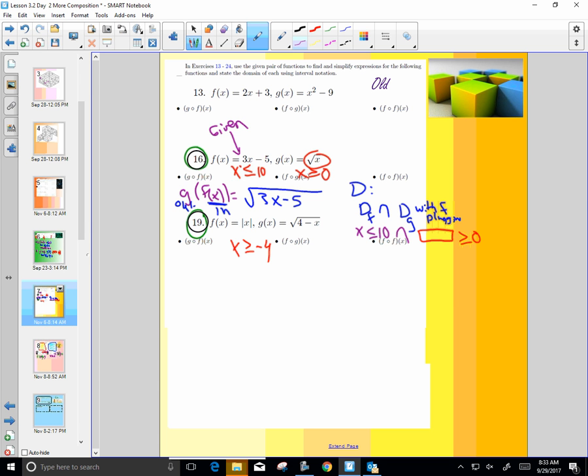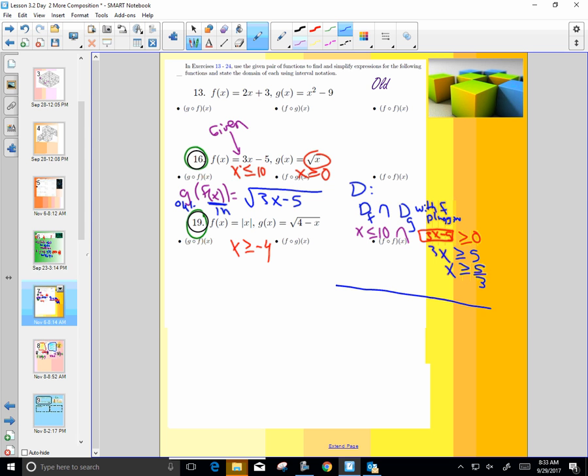Follow what I did there? So here's the domain of the inside. Here's the domain of the outside. But instead of x, I put a box, because what we're going to put in the box is the inside function, which is 3x minus 5. Picture done? Nice. And so then all you have to do is solve. So 3x is greater than or equal to 5. X is greater than or equal to 5/3.